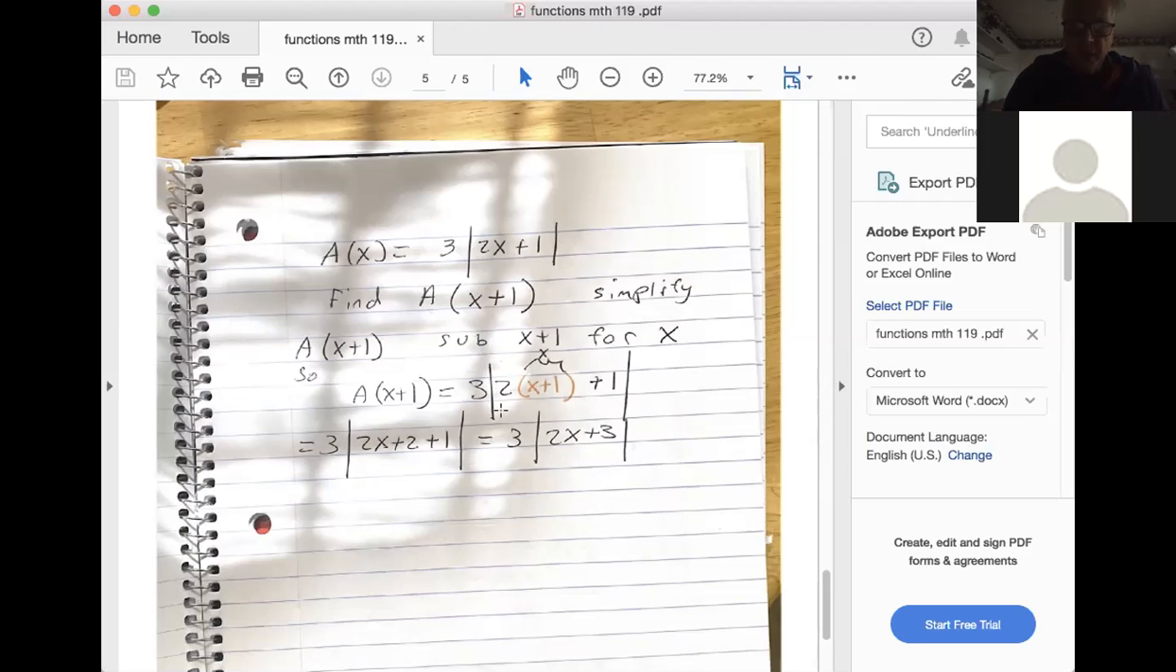So that gives us 3 and an absolute value of 2. And then instead of x, now x plus 1 in parentheses plus 1. I'll distribute the 2, giving us 2x plus 2. 2x plus 2 plus 1, well, that's going to be 2x plus 3 in the absolute value with the 3 outside. So that's all the further we can simplify. Any questions?